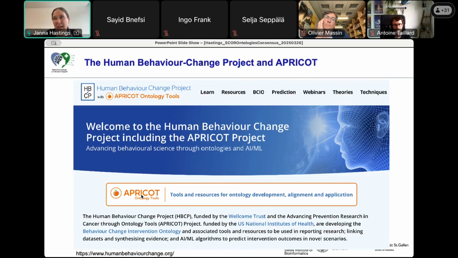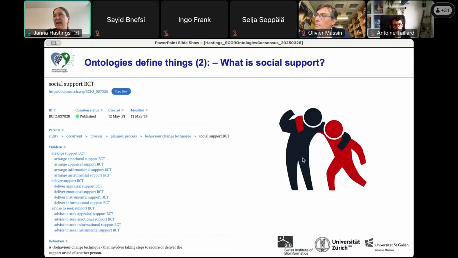So the Apricot actually stands for Advancing Prevention Research in Cancer through Ontology Tools. So prevention research encompasses behavior change, because one of the best ways we can prevent cancer is by getting people to stop smoking and so on. So in this context, in terms of ontologies defining things, I think the interesting thing is quite how specific and how detailed ontologies have to be in order to really capture those subtle nuances between defining one kind of thing or another kind of thing.